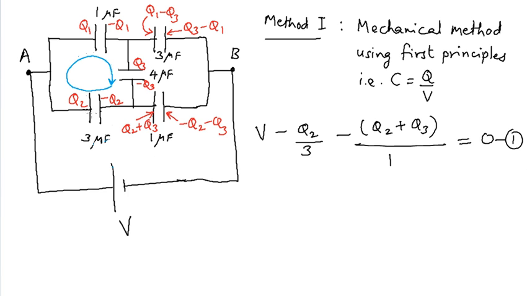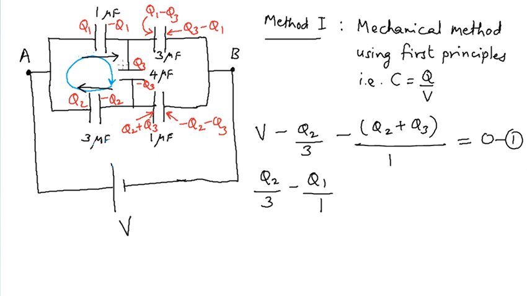So the equations which I get will be the following. When I travel through this capacitor from right to left like this, the potential difference that I encounter is Q2 divided by 3 microfarads. When I travel through the top capacitor from left to right like this, the potential difference is going to be minus Q1 divided by 1 microfarad.